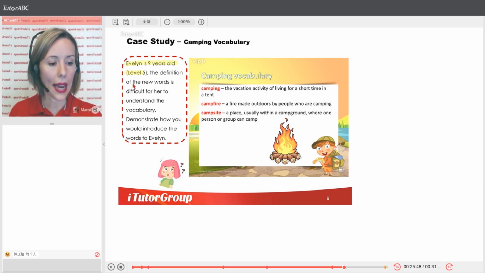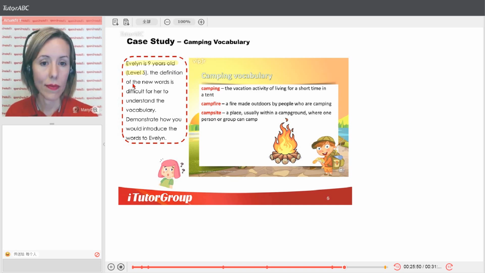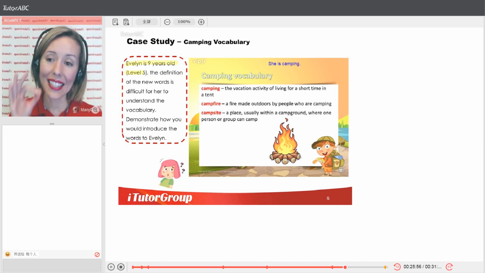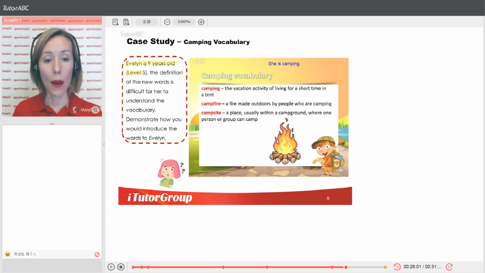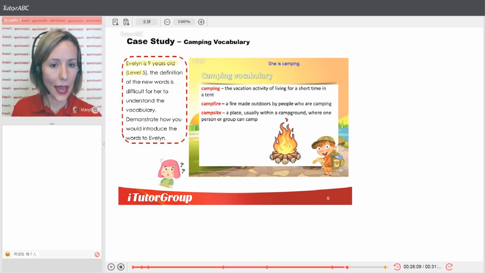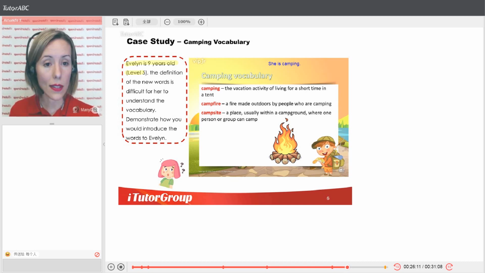So I might say, she is camping. Nice and simple, but it's nice and clear as well for the student to understand what's going on. Now I might make another sentence that describes the word a little bit better. I might say, my family goes camping in the woods every summer.